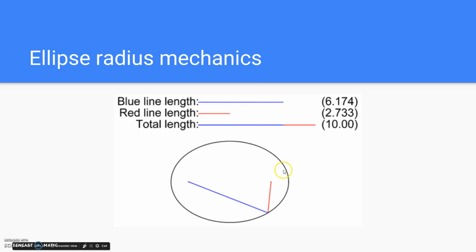Now, this is a mathematical representation of that. In this representation, the total length is 10. As it moves around the ellipse, the blue line is lengthening and shortening, while the red line is also lengthening and shortening. But no matter what, the lengths are still going to equal 10, no matter how far away they are from the focal points.